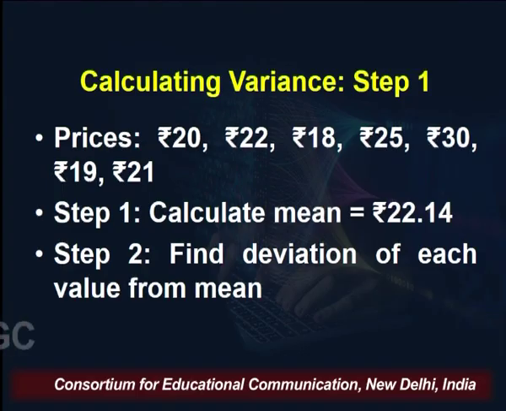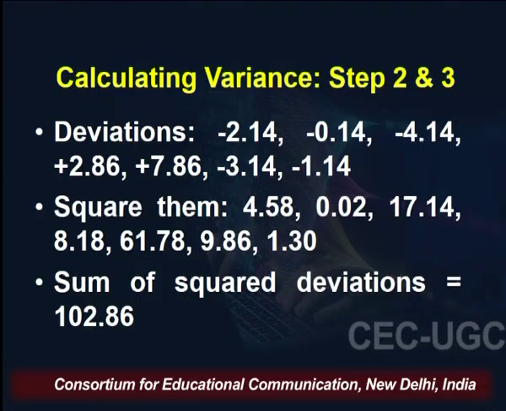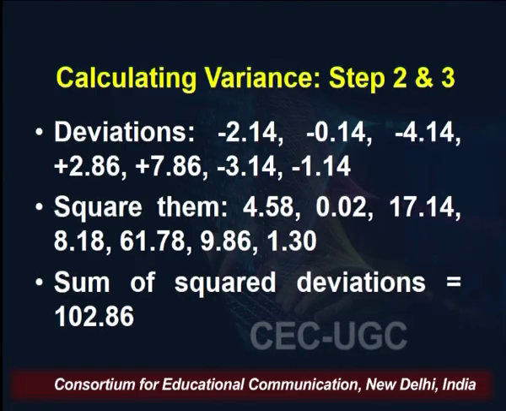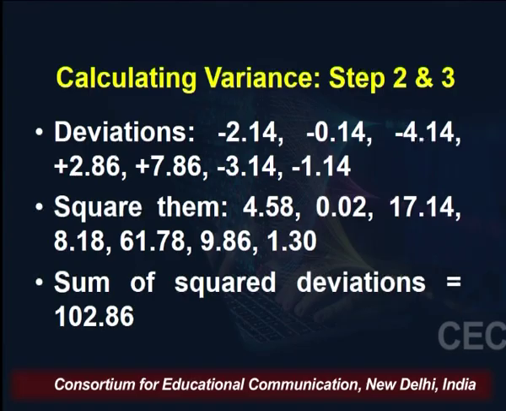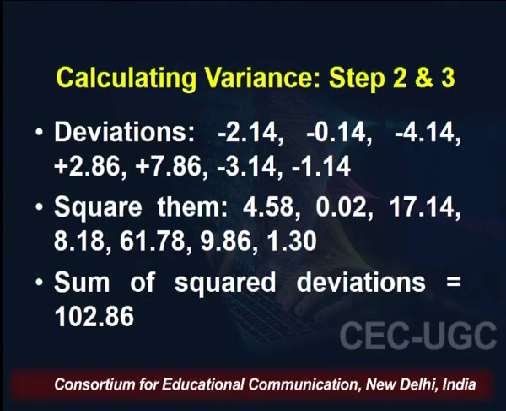Step 2 is to find the deviation of each value from the mean. Now we know we have the values 20, 22 all the way to 21 and we know the mean. So in the next step we subtract 22.14 from 20, which gives us different values as minus 2.14, minus 0.14, minus 4.14, 2.86, 7.86, minus 3.14 and minus 1.14. Now the trick of squaring comes into place. We square all of our deviations, which gives us 4.58, 0.02, 17.14 all the way to 1.30.